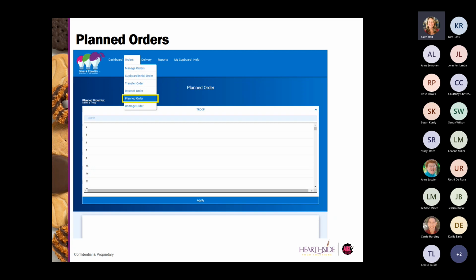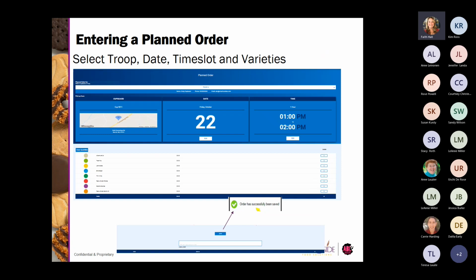And if that is the case, then they go to the Orders tab and click Planned Orders. That's visible here. Once you are in this area and you've clicked that you want to put in a planned order, the next step is to select the service unit and troop from the available lists, or you can enter in the troop number and then click apply. Click on the cupboard that is visible. If you look at where the map is, that's the cupboard.